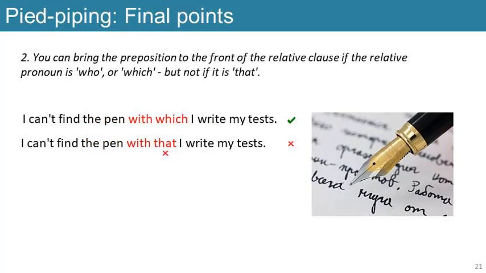Secondly, you can bring the preposition to the front of the relative clause if the relative pronoun is who or which, but you cannot bring it to the front if the pronoun is the who or which alternative that. So, for example, "I can't find the pen with which I write my tests" is grammatical. But "I can't find the pen with that I write my tests" is not.